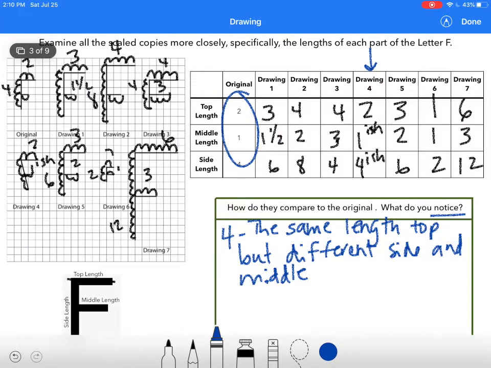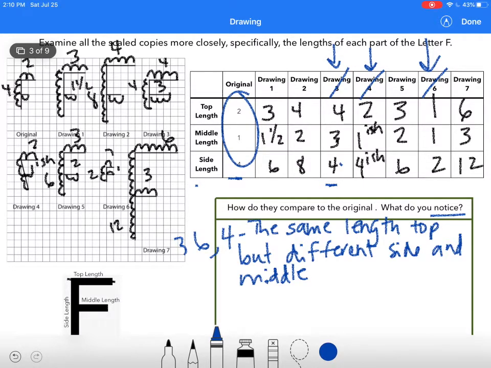Okay, if I look at the middle length for drawing 6, same kind of thing. So I could add 4 and 6. And then if I look at drawing 3, it's the same way because they have the same side length, but that doesn't work. So I know that 3, 4, and 6 are not scaled copies. So now I'm going to look at the other ones and see if I can see a connection.